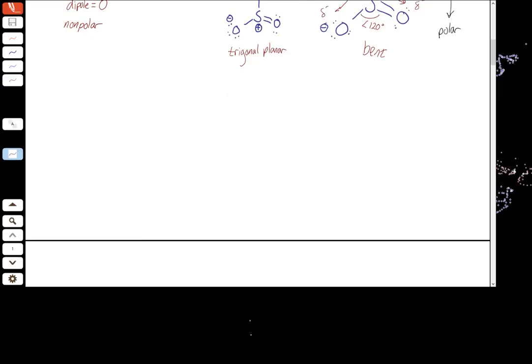Okay. So now you try one. Let's do 2 different ones. We'll do PF3 and PF5. So draw Lewis structures, work together if you want. Find the molecular geometry, and look at the polarities, the bond vectors. See if they're polar overall or not.